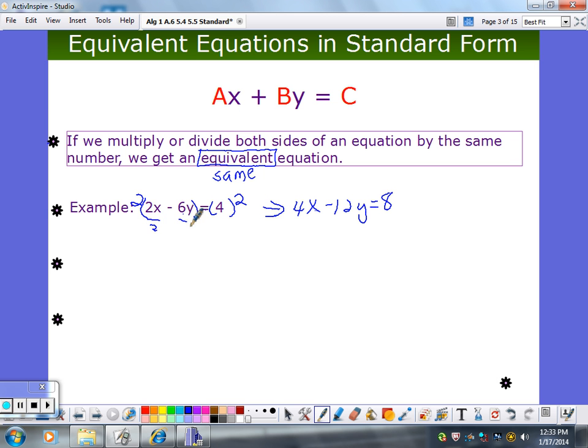What if I divide everything by 2? I have another equivalent equation. Can you come up with another equivalent equation? Multiply by 4. Let's change these to 4s. So what do we get? 8x minus 24y equals 16. Equivalent. Yes, sir.